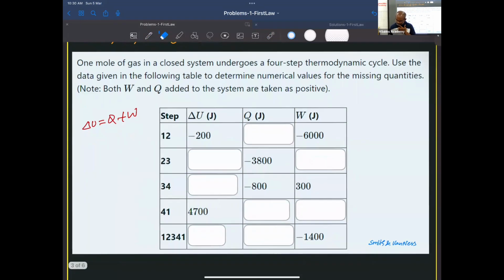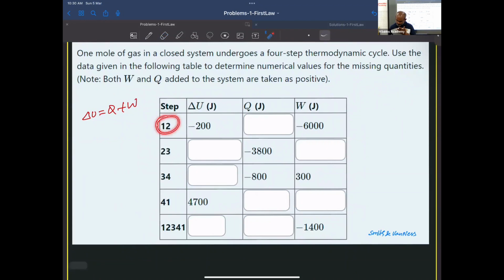So this is the table. We have this 4-step process: 1 to 2, 2 to 3, 3 to 4, 4 to 1. So the total overall W value is available. Now, what is the delta U overall that should be known to us? Simply a cyclic process. For a cyclic process, delta U overall is simply 0. And with that we can get to know this Q overall.